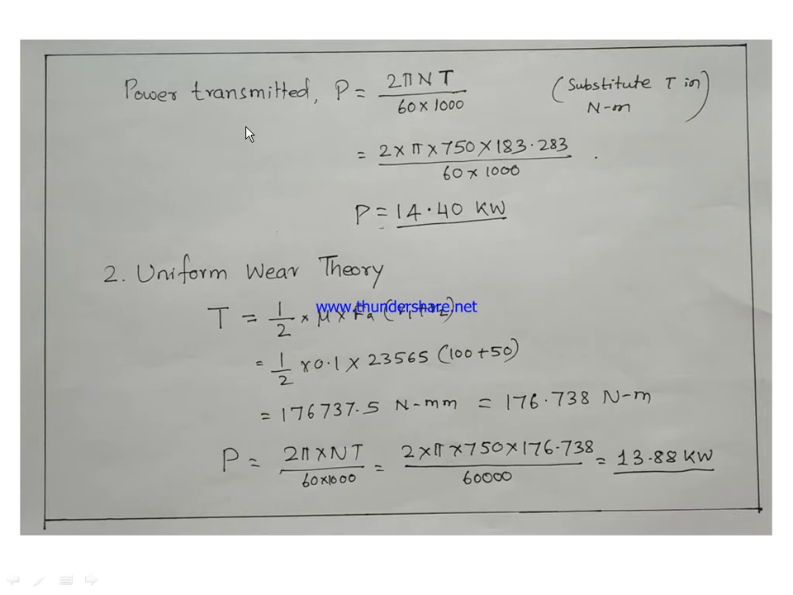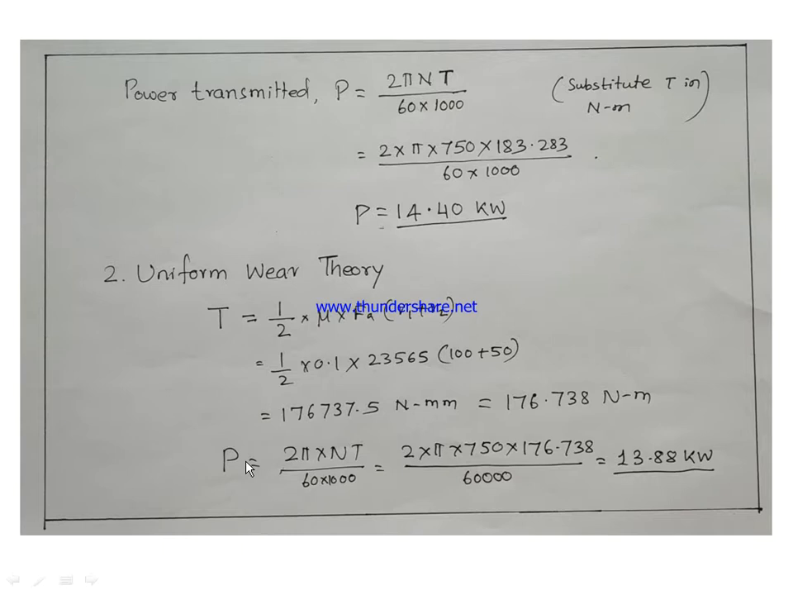Then the power transmitted based on uniform pressure theory, our standard equation for the power transmitted, P equal to 2 pi N T divided by 60 into 1000. So substituting the value of the torque in this equation in terms of Newton meter, you get P as 14.40 kW. Now similarly, by using the uniform wear theory, we will determine the torque transmitted and also the power transmitted.